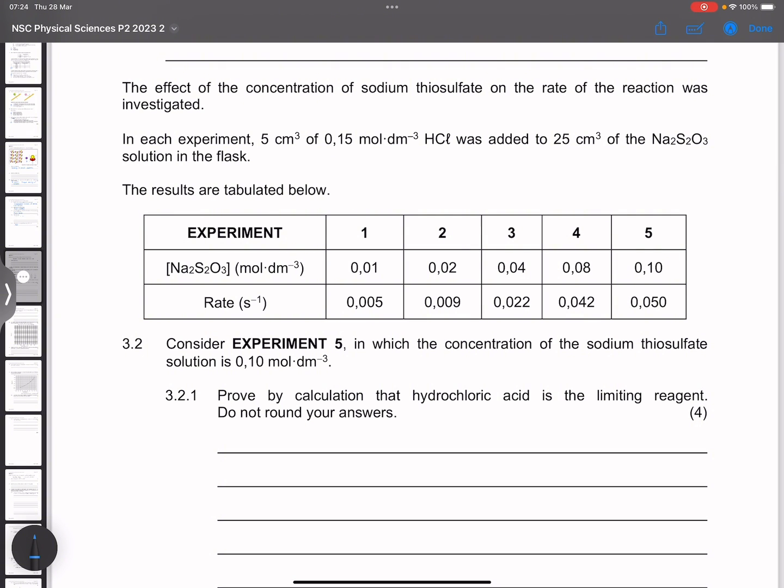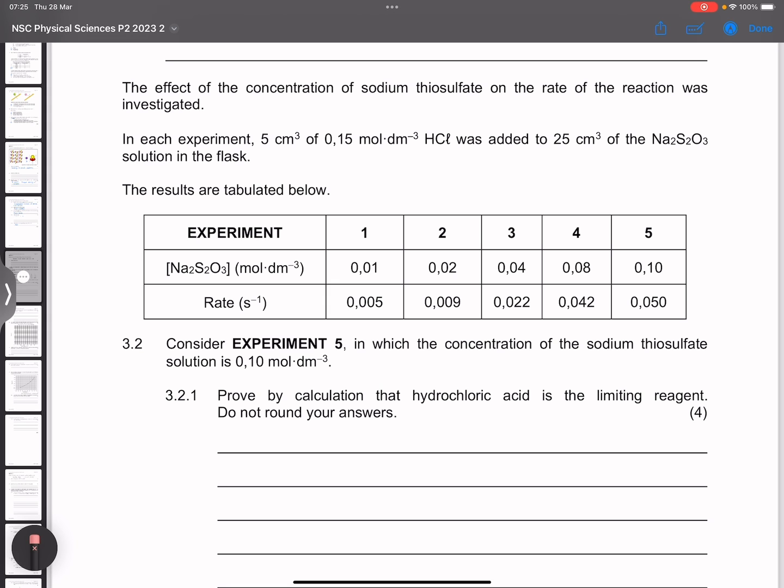They say the effect of concentration of sodium thiosulfate on the rate of reaction was investigated. In each experiment, 5 cubic centimeters of 0.1 moles per cubic decimeter of hydrochloric acid was added to 25 cubic centimeters of sodium thiosulfate solution. I want us to quickly observe the trend here, that every time they increased the concentration of sodium thiosulfate, the rate increased. Remember, rate is per unit of time. So you can see that there's an increased rate of reaction there.